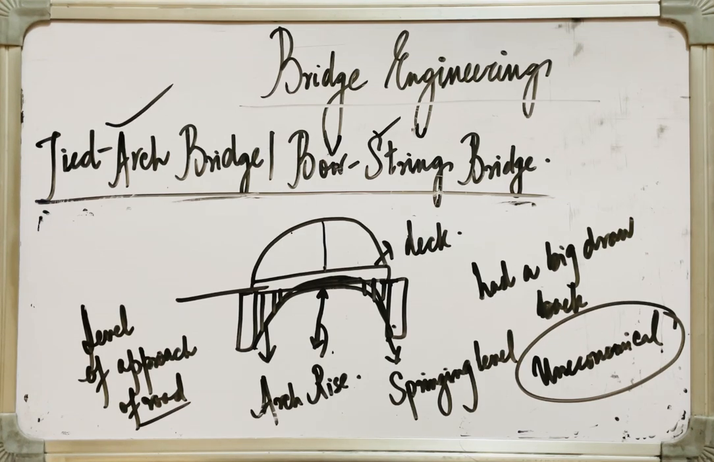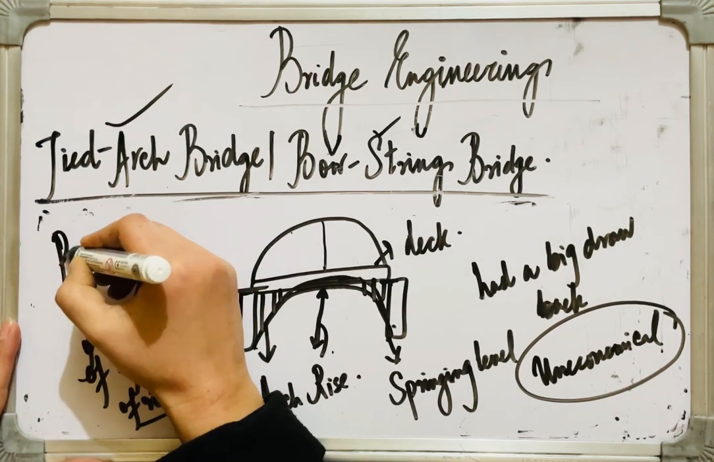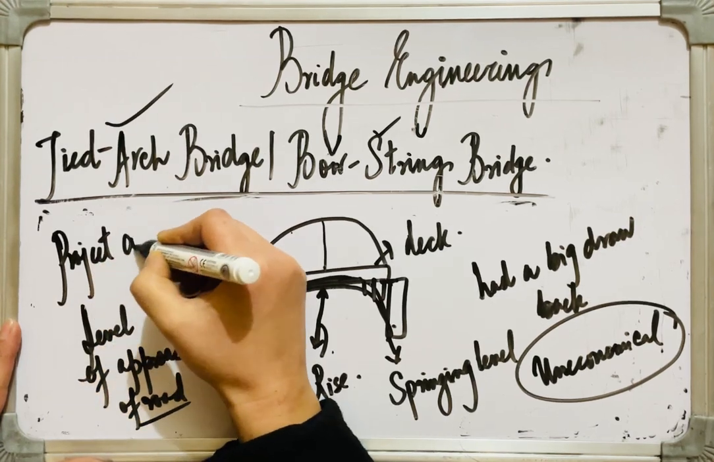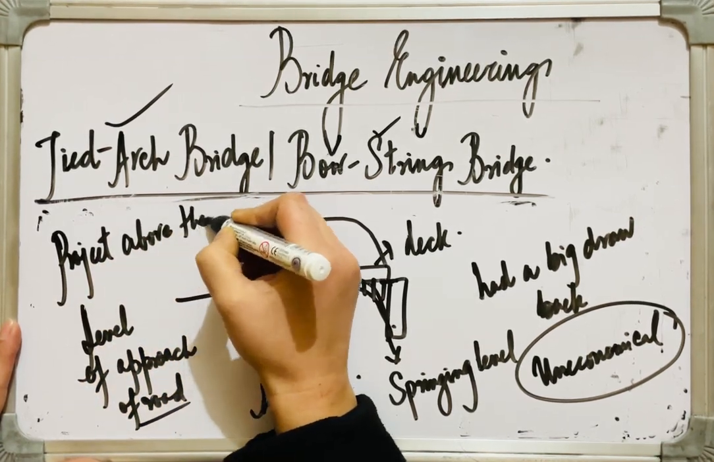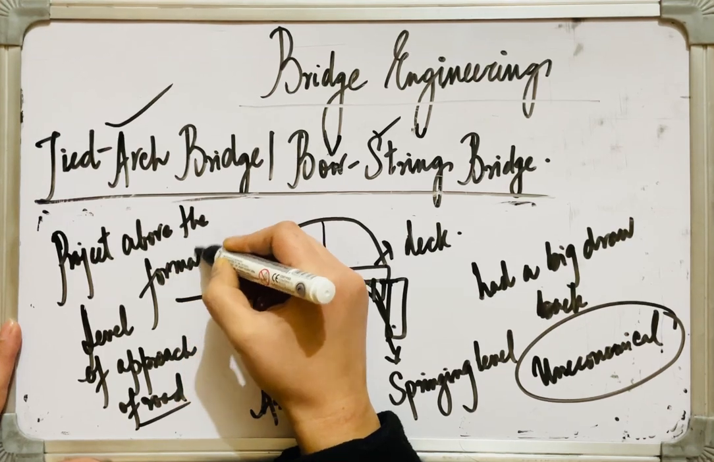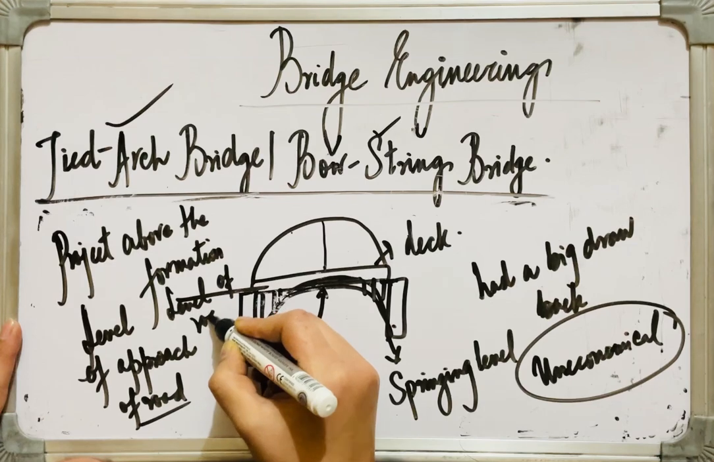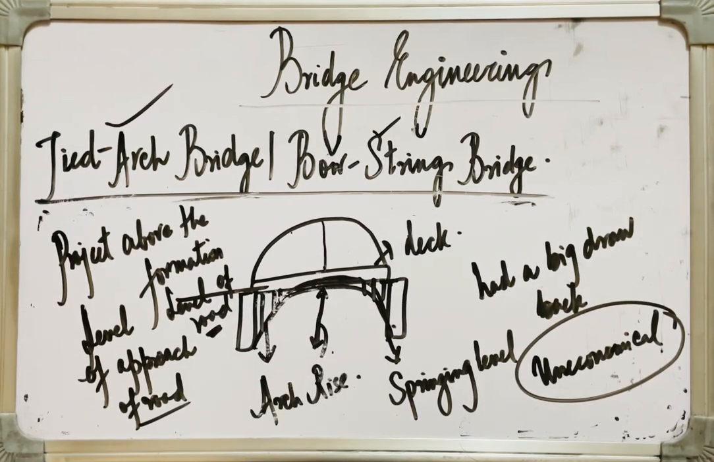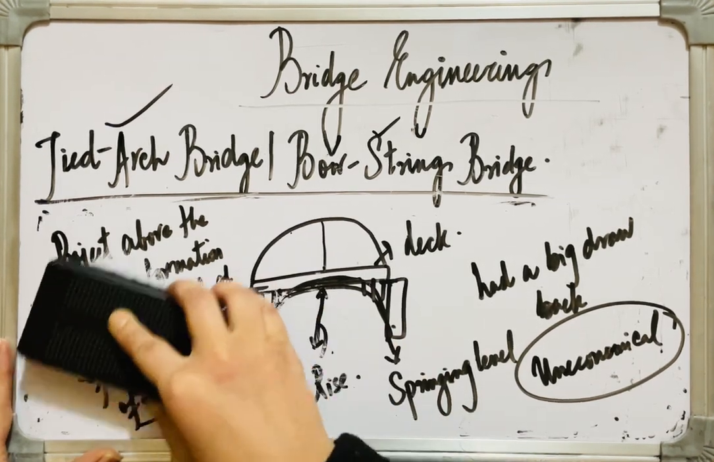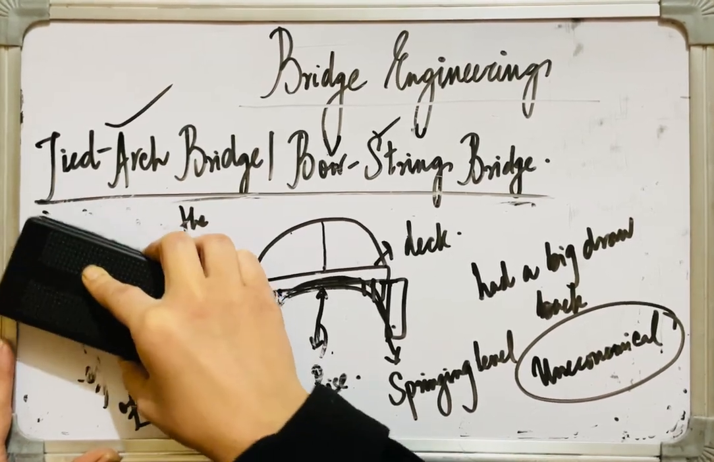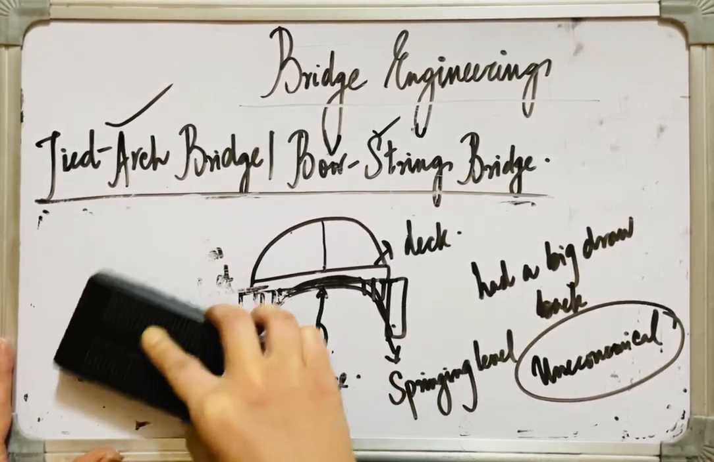All right, so the bowstring girder bridges, because they project above the formation level of the road or the railway line, the question of accommodating the rise between the level of approaches and the springing level of the arch does not arise. So this is another advantage of going for the tied arch bridges or a bowstring girder bridge.